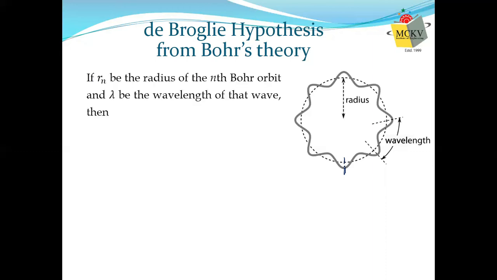Therefore, if Rn be the radius of the nth Bohr orbit, so if we assume this is the nth Bohr orbit, its radius is Rn, and lambda be the wavelength of the associated wave, then the circumference 2 pi Rn must accommodate an integral number of waves of wavelength lambda. So from that, the radius Rn can be written as n lambda by 2 pi.